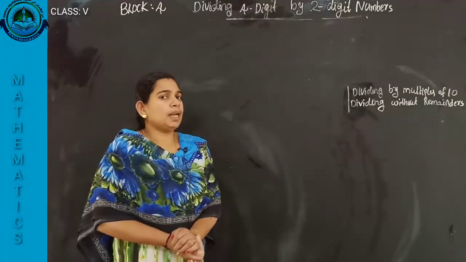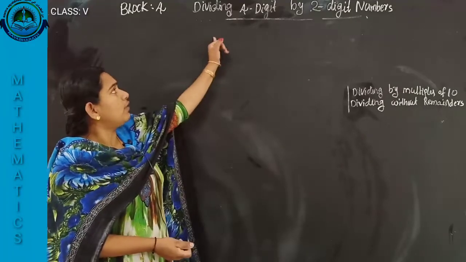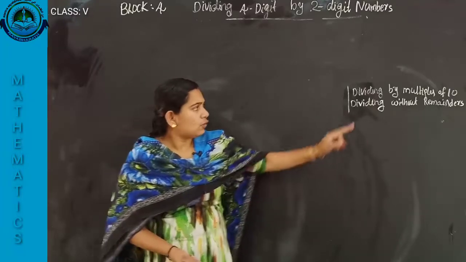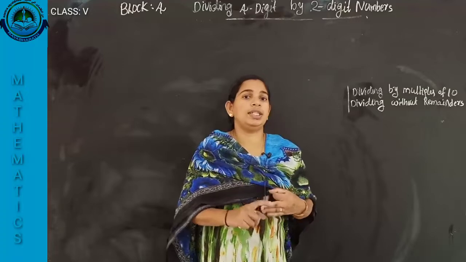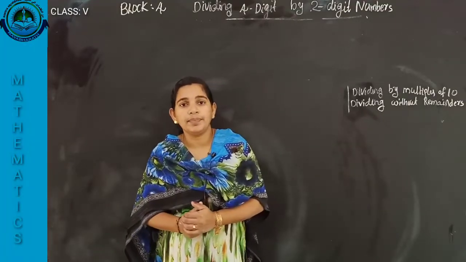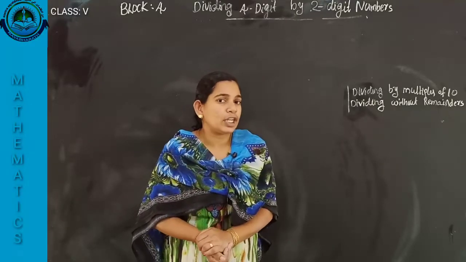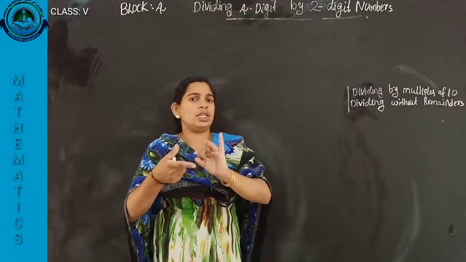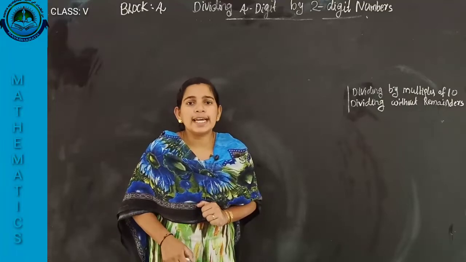Okay, in the previous class, what did we discuss? Dividing 4-digit by 2-digit numbers. First we divided by multiples of 10: 10, 20, 30, numbers like that. Next, dividing without remainders. At that time we discussed one equation using quotient, remainder, divisor and dividend. One equation is there. What is that?